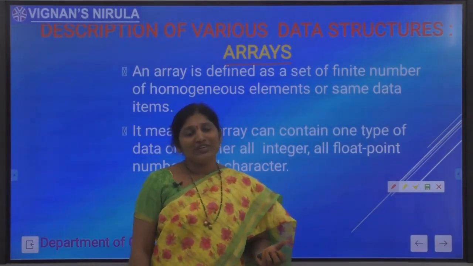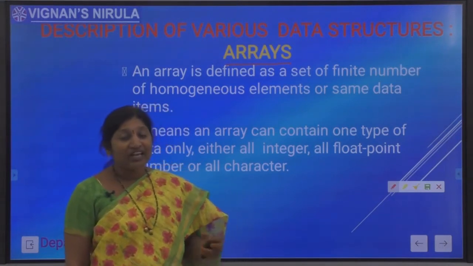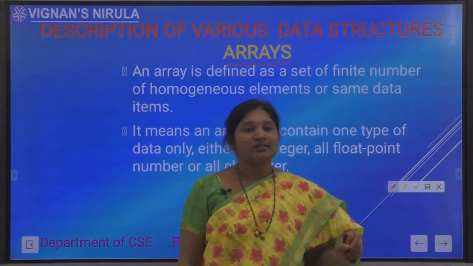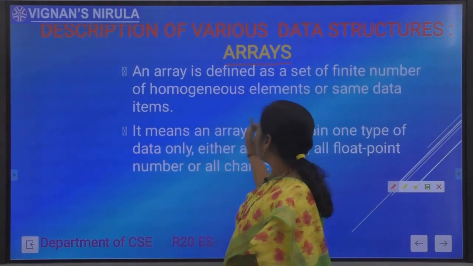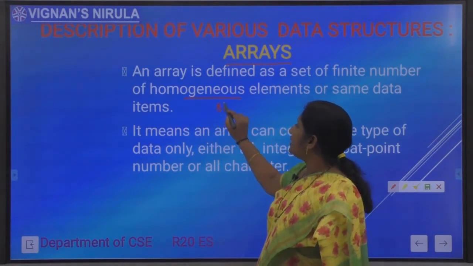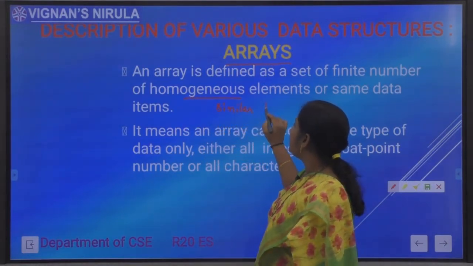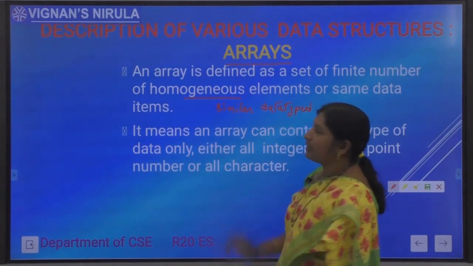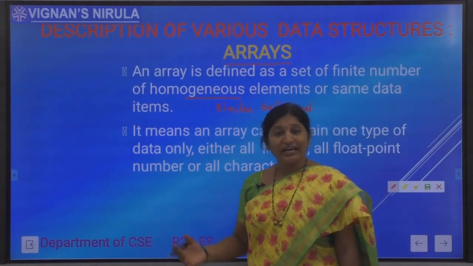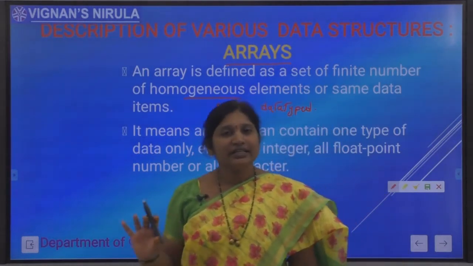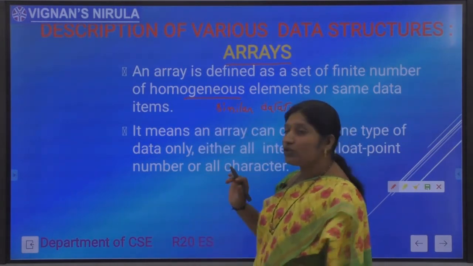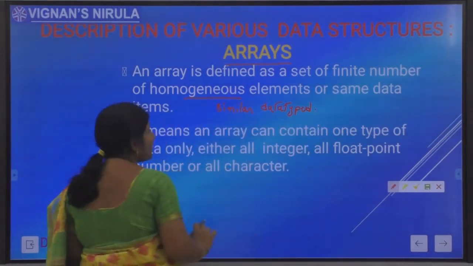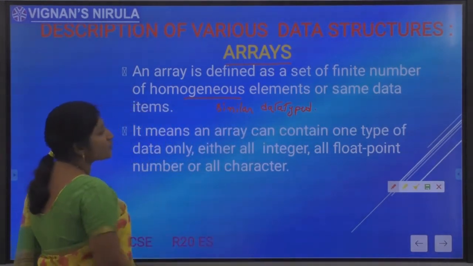As you already know from the C programming language, an array can be defined as a set of homogeneous elements. What is the meaning of homogeneous elements? Similar data typed elements. An array can be defined as a collection of similar data typed elements, and an array is used to store all these similar data typed elements in continuous memory locations.